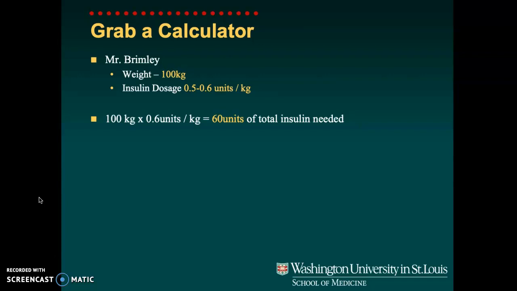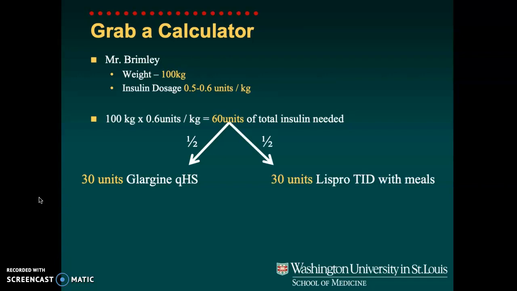insulin needed per day. We will then take that 60 units and divide half into long-acting insulin, so 30 units of glargine, QHS, or every evening. We'll then take the other half and divide it into 30 units of short-acting insulin, or Lispro, TID, 3 times a day with meals. And if we're going to divide 30 by 3 into 3 meals, that would be 10 units at breakfast, 10 units at lunch, and 10 units at dinner.